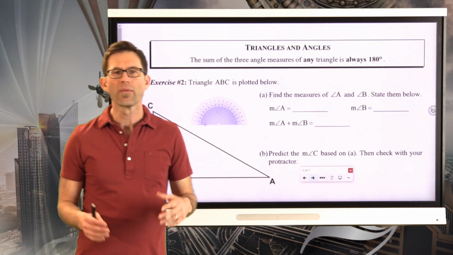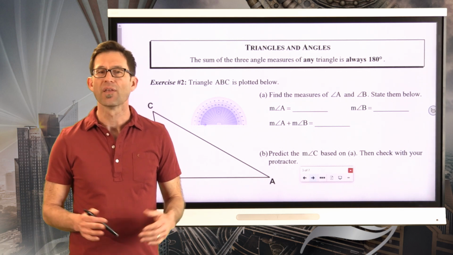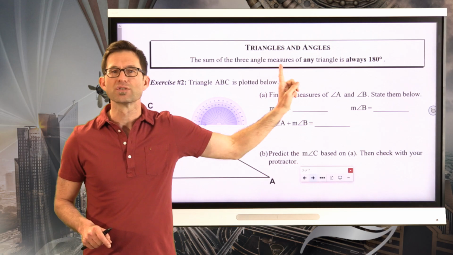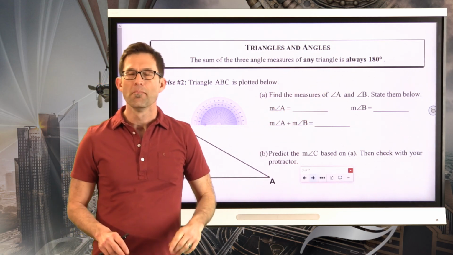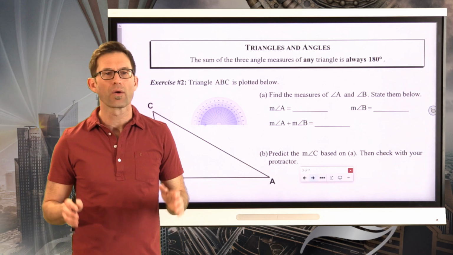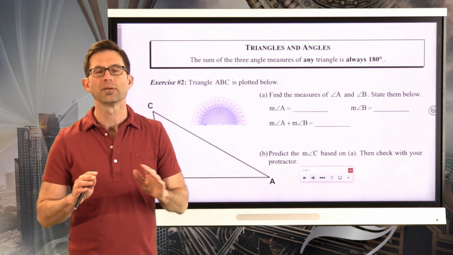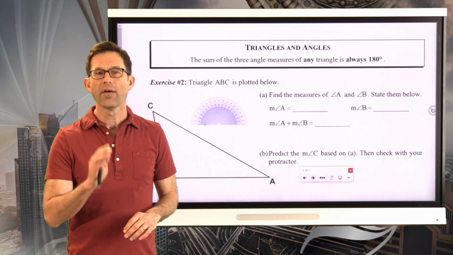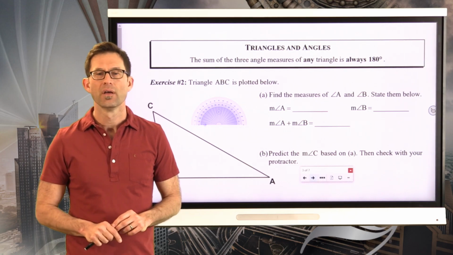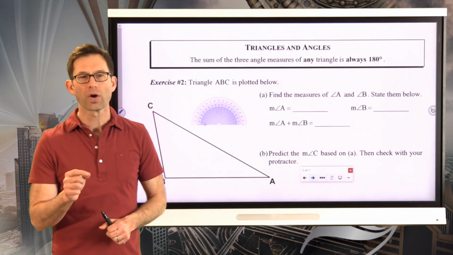And possibly one of the most remarkable properties in all of geometry is that this is always true. The sum of the three angle measures of any triangle, big, small, obtuse, right, acute, equilateral, isosceles, green, red, blue, it doesn't matter. Every triangle, when you add up the measures of the three angles, they sum to be 180 degrees. It is a remarkable thing.